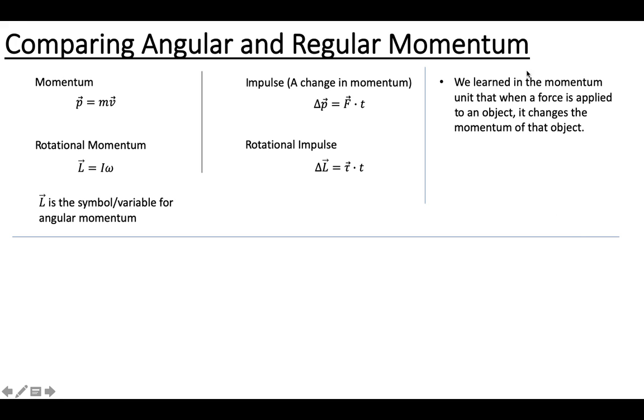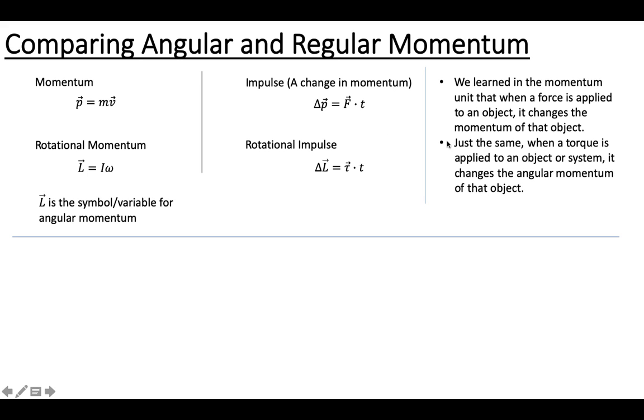We learned in the momentum unit that when a force is applied to an object, it changes the momentum of that object, which is what this equation is saying right here. And this kind of explanation is something that AP is really, really big on. It's really cool if you just have this equation memorized, but really, you've got to think about what it's trying to say. If I put a force on something, that's why there's an F there, then I will change its momentum, which is why we have delta P on the other side, right?